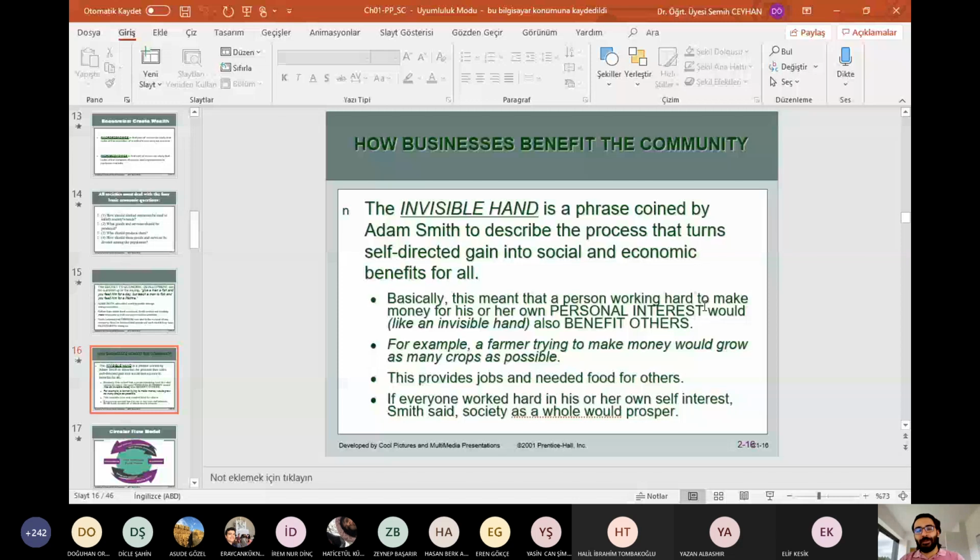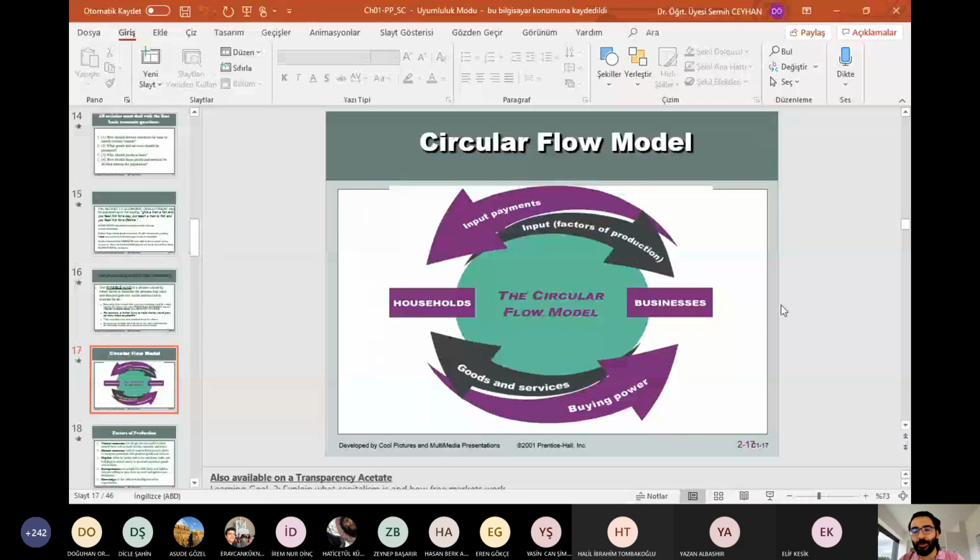So think about it as a circular model here. On the one hand, there are households, your families, and on the other, some businesses. Households provide the businesses the inputs, the factors of production, the people who need to work. If there are no workers, you cannot produce your products, you cannot sell them, you cannot make profits. On the other hand, households are also your customers. They are buying your products. For example, think about Hyundai, Toyota, Mercedes. They are producing cars.